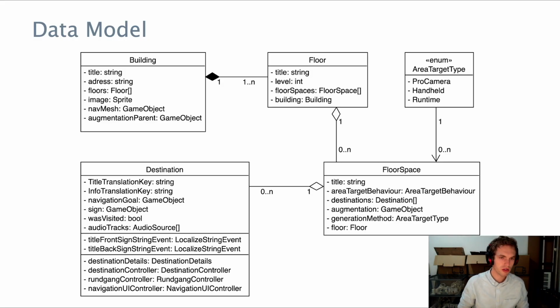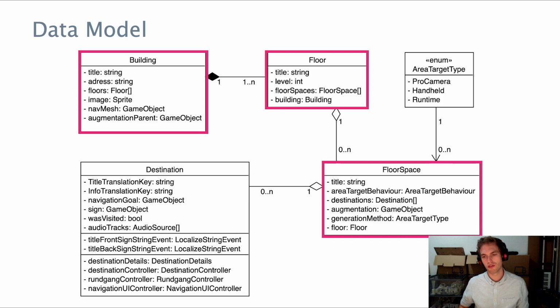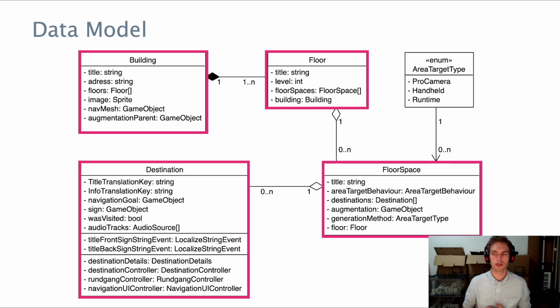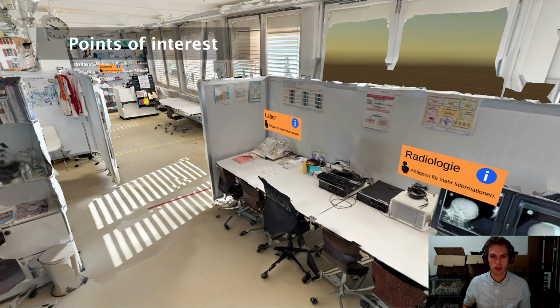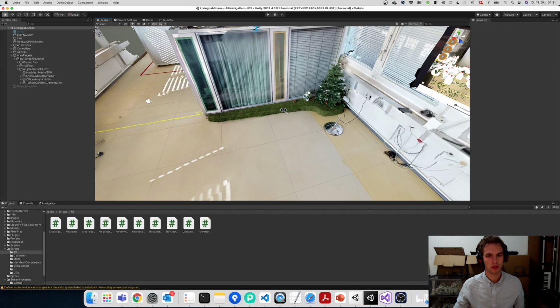The data model that we implemented had 4 main classes: building, floor, space, and destination. I'll show them right in a minute in the editor. And this is how our points of interest look. Okay, let's go to the editor.